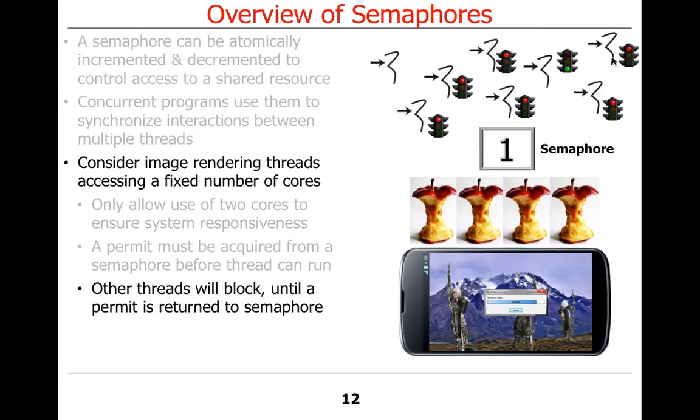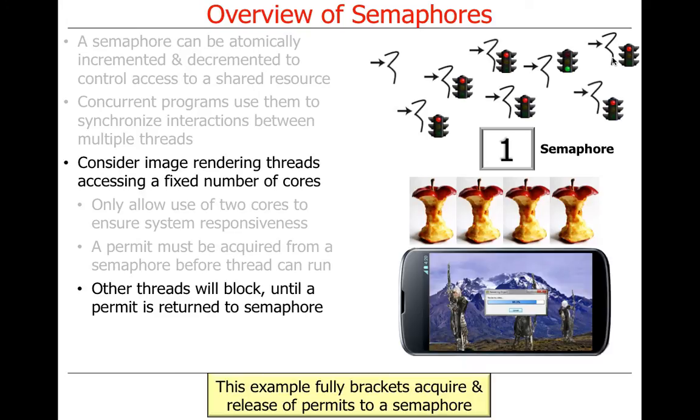Once a permit is returned back to the semaphore by incrementing its count, by releasing it, then another thread can go ahead and run. This particular example illustrates full bracketing between acquire and release. So in this case, a thread that acquires the semaphore is also going to release it. But that's not necessary. There's lots of other use cases.